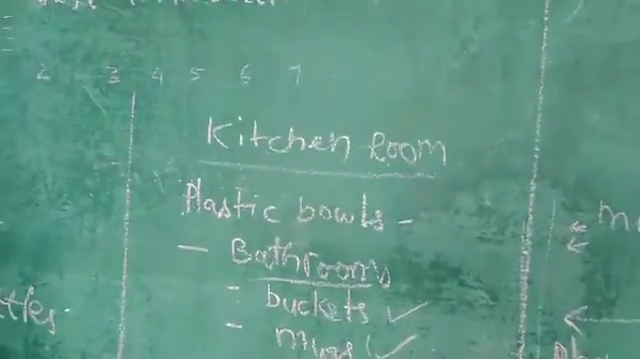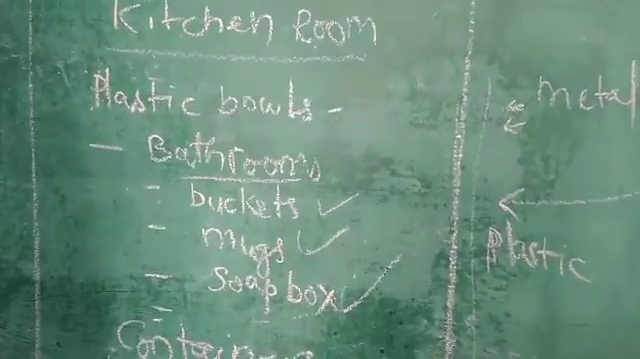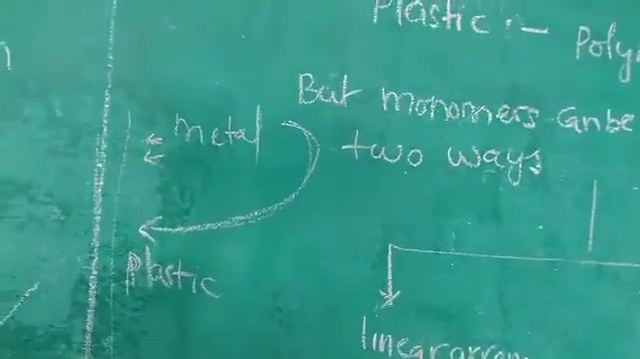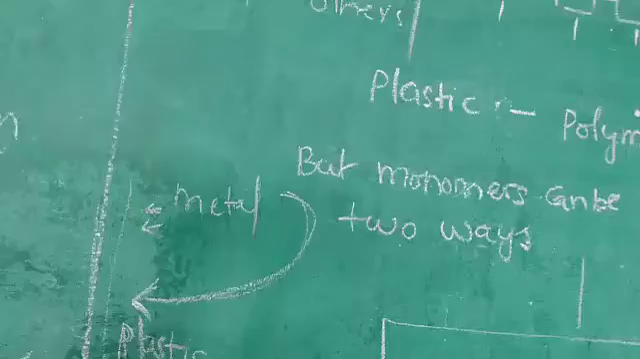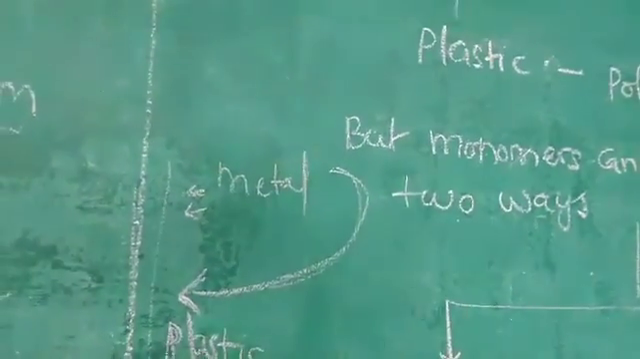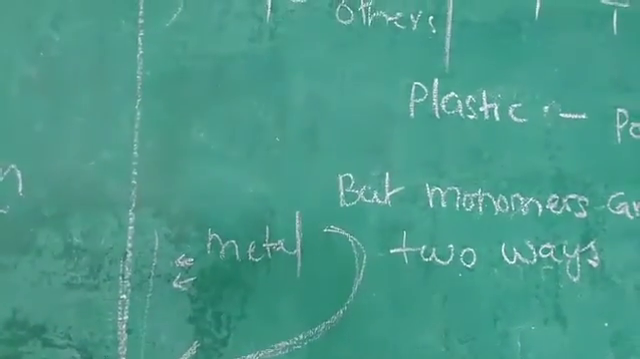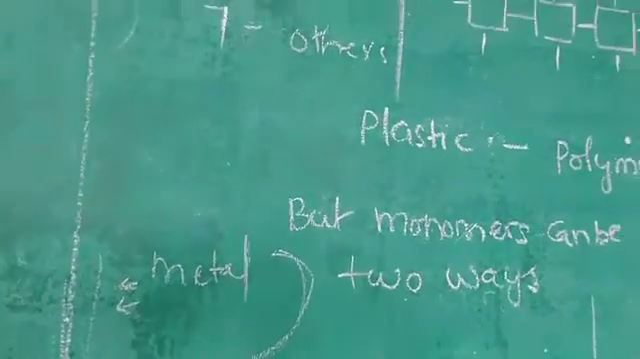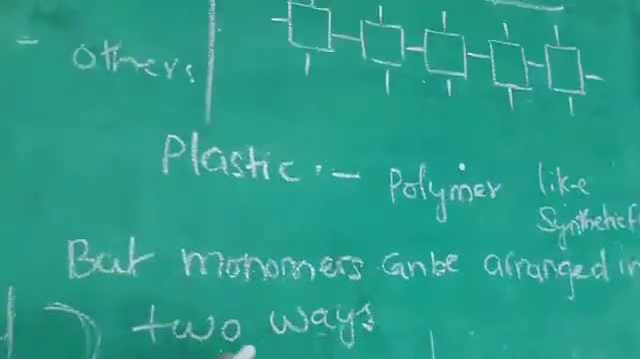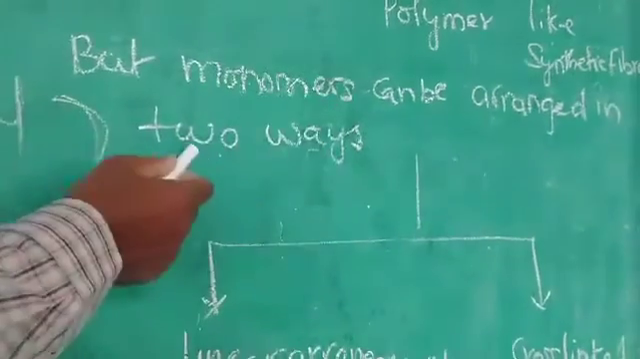Plastic. Yes, plastic plays a vital role in our life. Previously there was what? Metals. Now metals were replaced by plastics. Why? It is less costly and more durable. Yes, it is easily available to common people also. Now, plastic is a polymer like synthetic fiber. These monomers can be arranged in two ways.